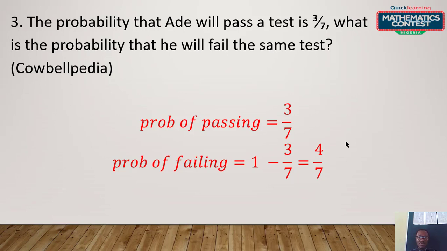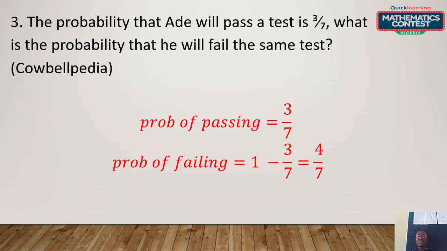The probability that Adi passes an exam is 3/7. What is the probability that he fails? It will be 1 minus 3/7, which is 4/7. Now, the probability that Mr. Awesome will be traveling to the United States tomorrow is 5/11. That is the probability. The probability that I won't be traveling tomorrow, which is the direct opposite, is 1 minus 5/11, which is 6/11.